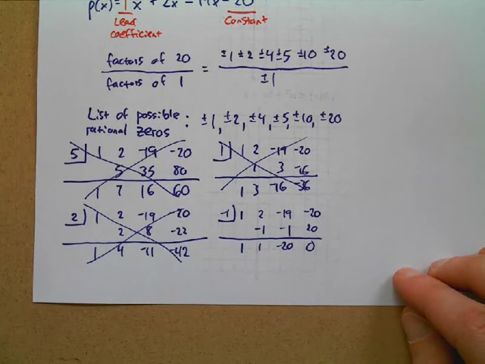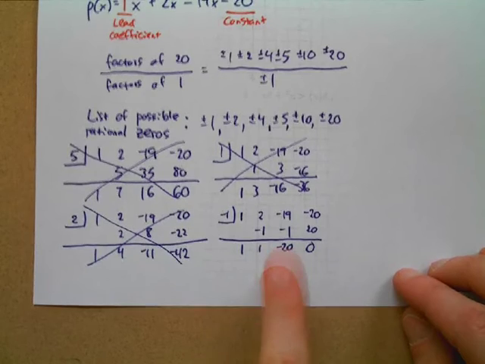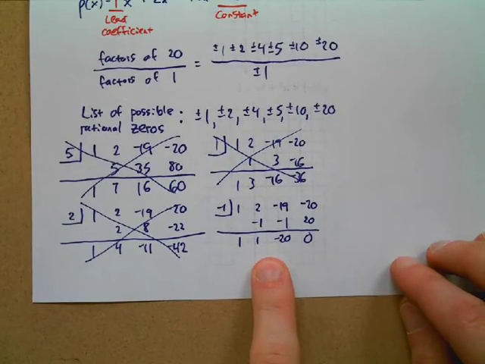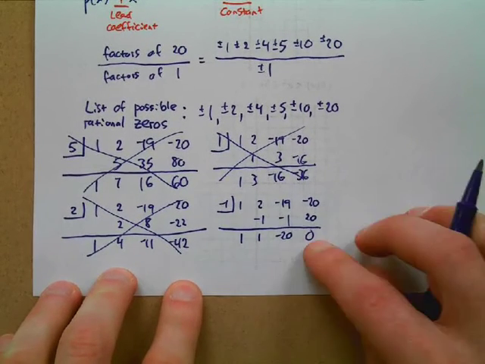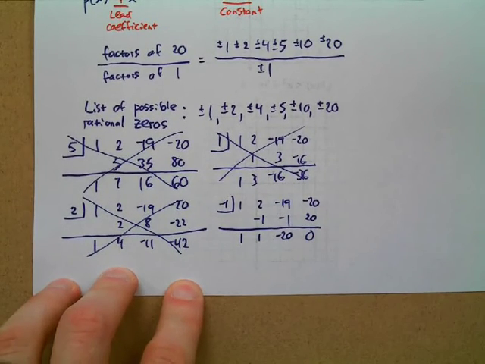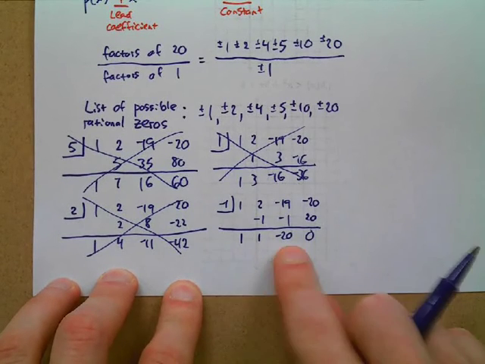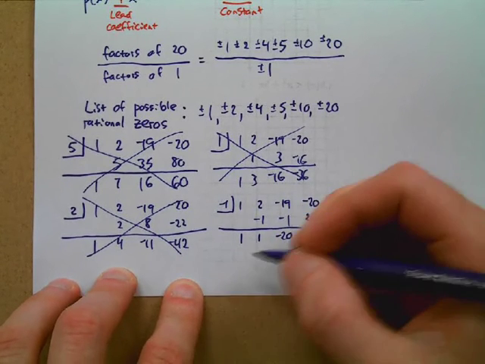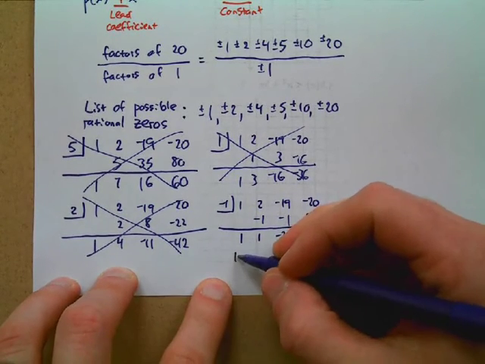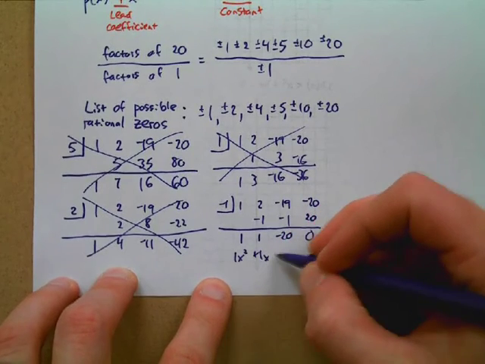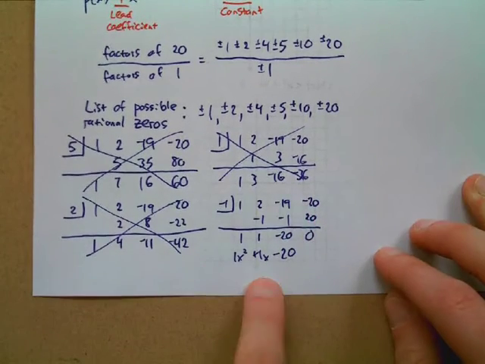Okay, so what's our result here? 0. Well, okay, so that means negative 1 is a 0, right? But my point is, what also is this right here? It's a new polynomial: 1x squared plus 1x minus 20. Do I need to keep guessing here? No.